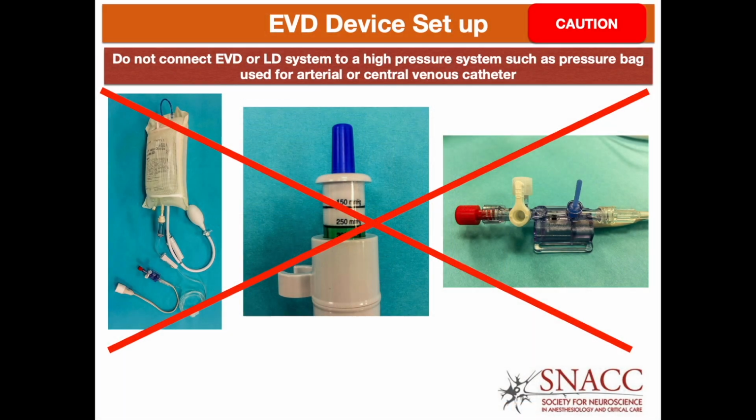In addition, SNACC recommends against the utilization of flush-type transducers. This is an effort to prevent the inadvertent attachment of a pressure bag to these systems.